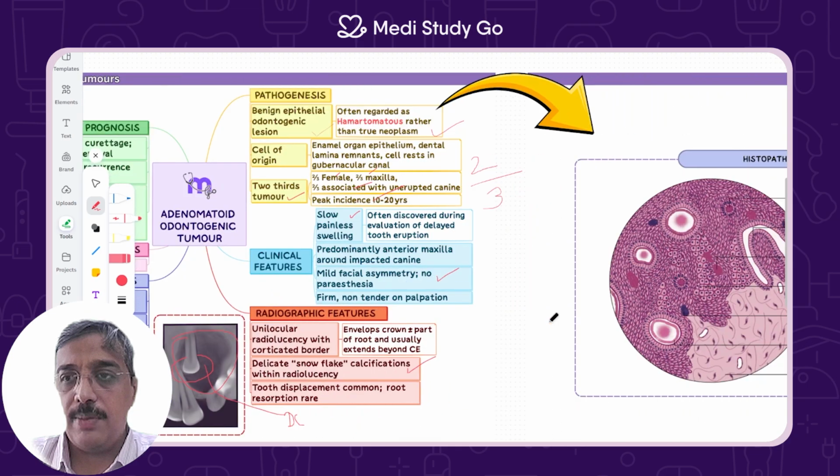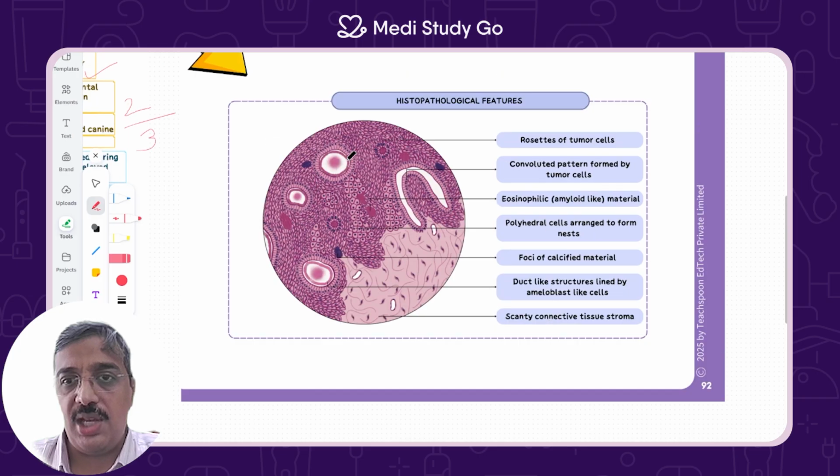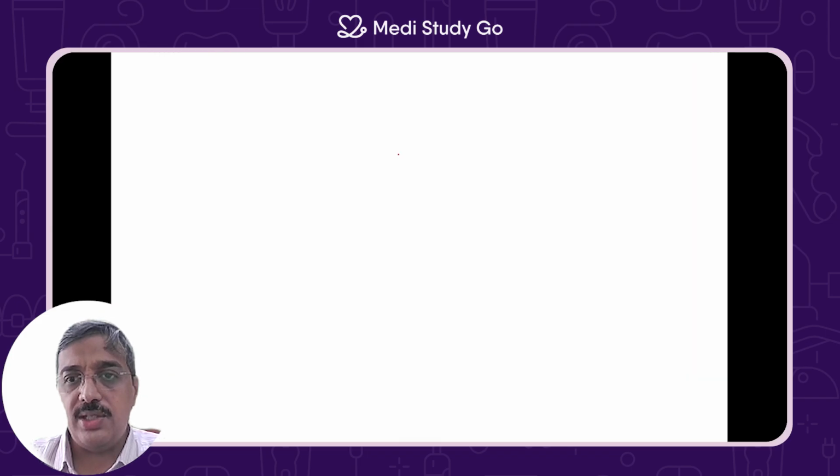Now let's quickly jump into the histopathology. So it's a cellular tumor and it is rich in cells. You can see that the connective tissue is very little and it has varied patterns that can be noted. So let's look at the histology one by one.